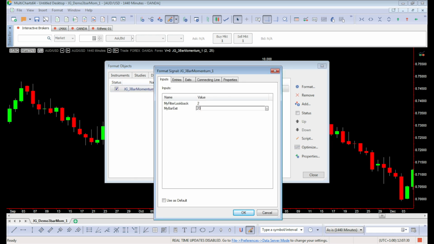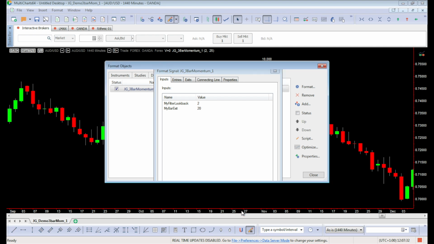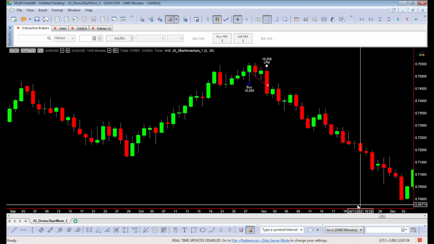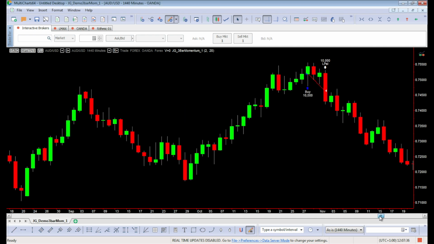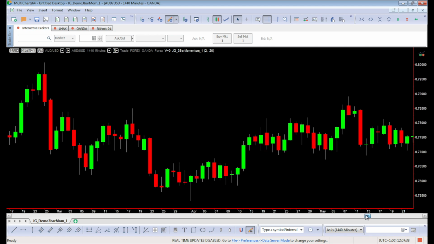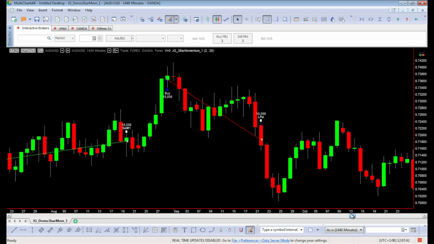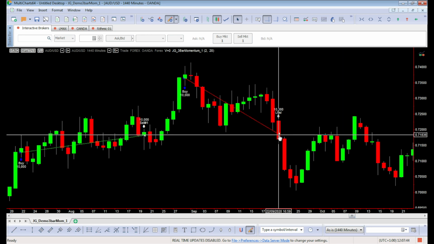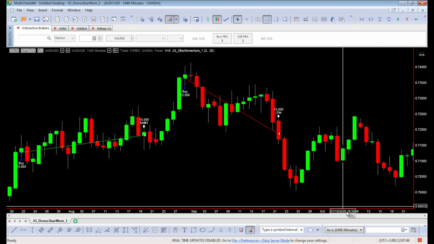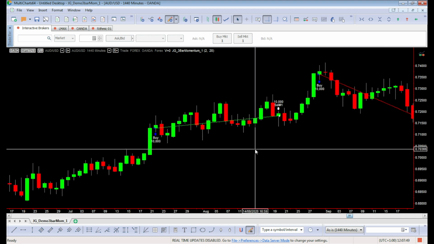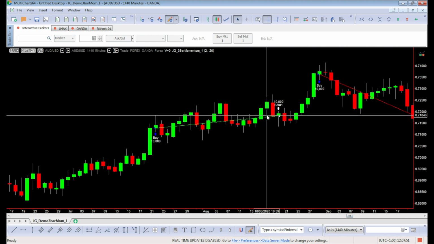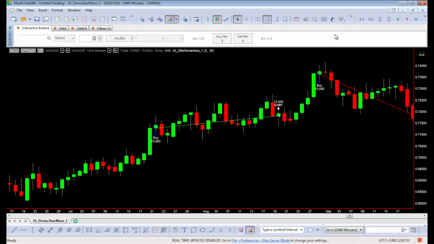So if I put 20 days, and let's find a trade where we've exited after 20 days. This one actually hit the stop loss. And this one here would have held for 20 days. So let's have a look at the performance report.